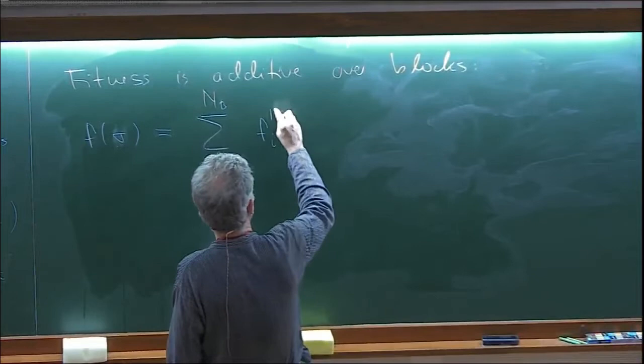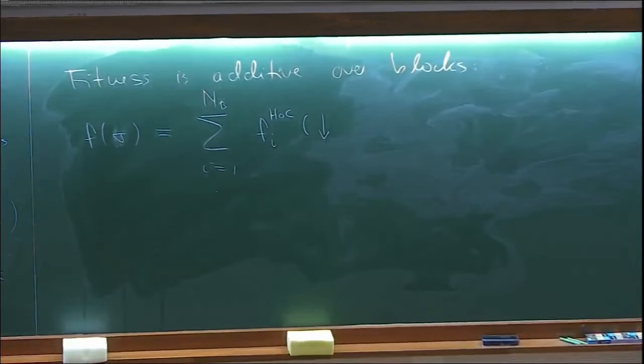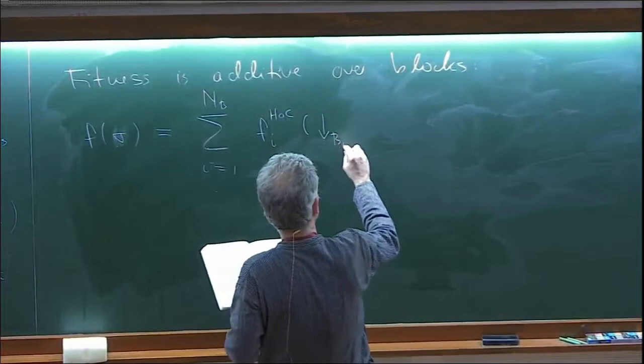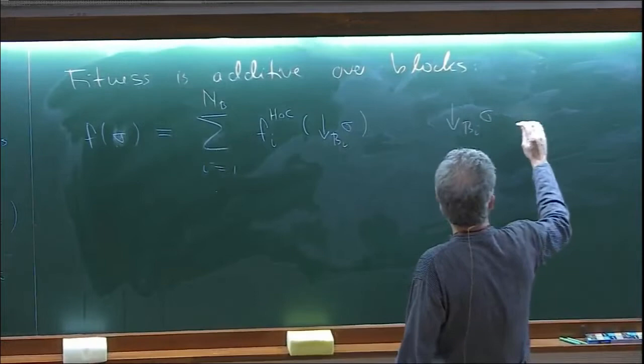And what it depends on is the projection, and this is a notation that my student Benjamin Schmiegelt invented. This is the projection of the sequence sigma onto the block. So what does this mean? So you project down sigma onto the block.